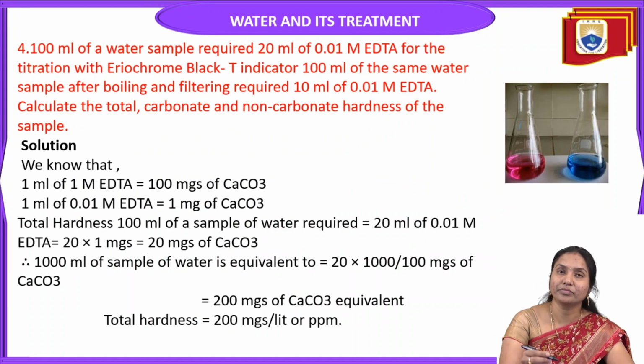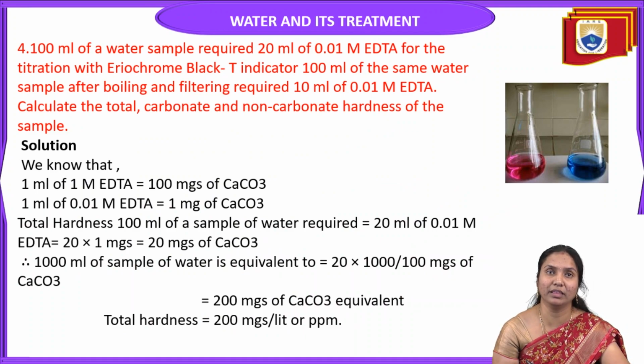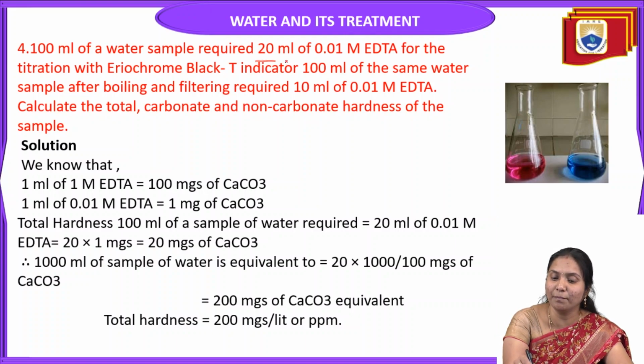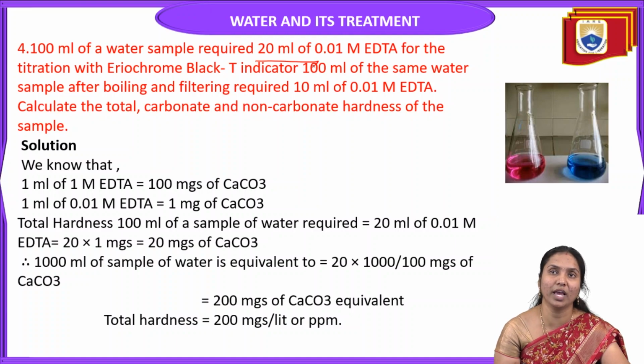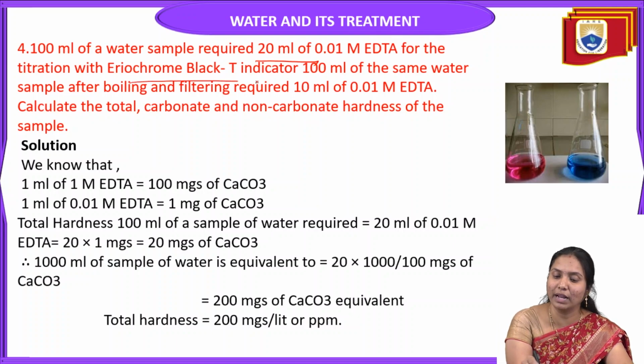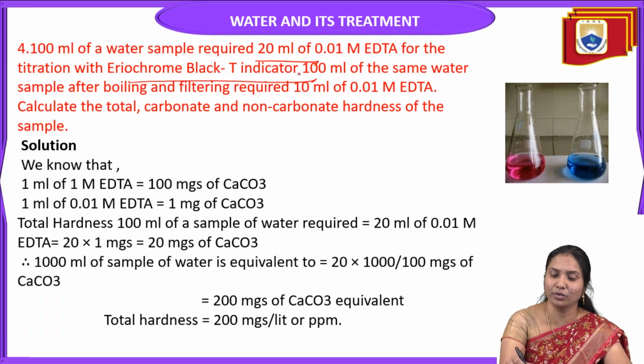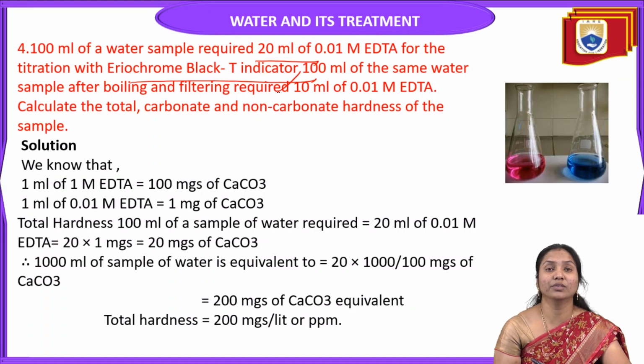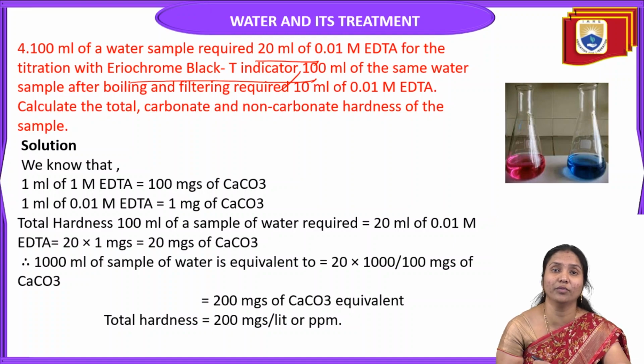So last one, based on this EDTA method only. Here 100 ml of water sample requires 20 ml of 0.01 M EDTA for the titration with Eriochrome Black T indicator. So your volume of the water is 100 ml and its required EDTA volume is 20 ml, and the molarity of EDTA solution is 0.01 M. And here we are using Eriochrome Black T indicator.